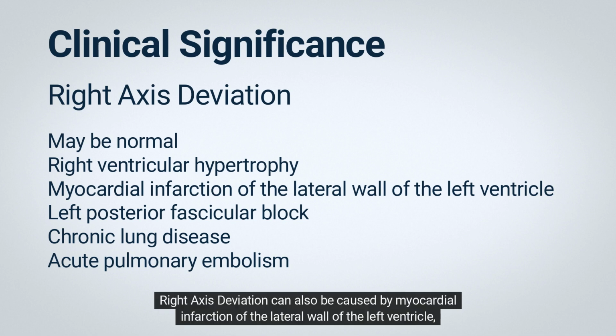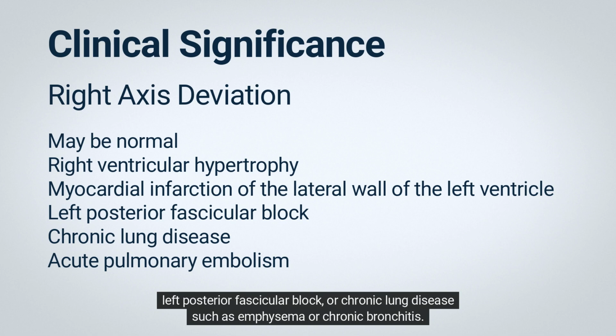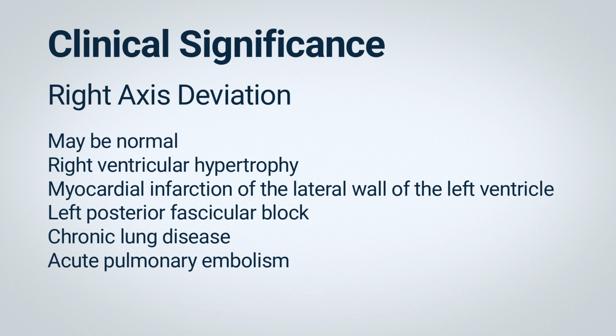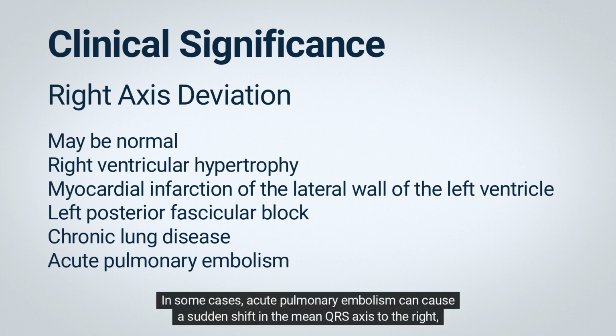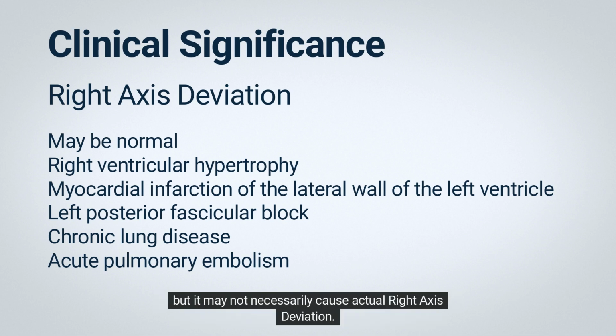factors. Right axis deviation can also be caused by myocardial infarction of the lateral wall of the left ventricle, left posterior fascicular block, or chronic lung disease such as emphysema or chronic bronchitis. In some cases, acute pulmonary embolism can cause a sudden shift in the mean QRS axis to the right, but it may not necessarily cause actual right axis deviation.